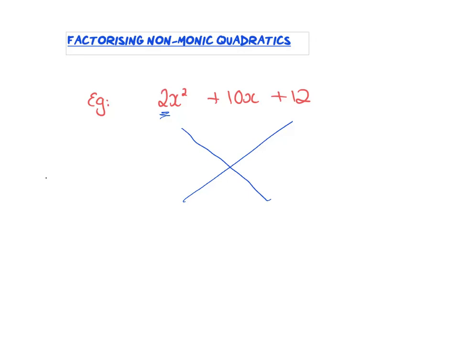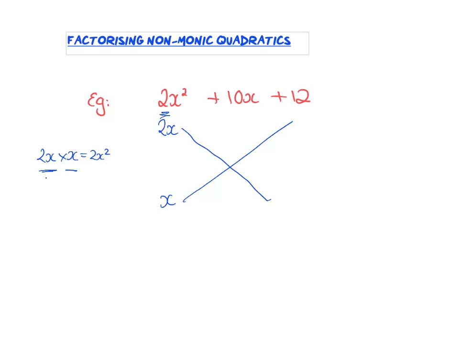So what am I going to have to do, Luke? Yep, so we're going to try 2x and x, because we know that 2x times x would give 2x squared. So that makes 2x and x factors of 2x squared. Now we need factors of 12. Someone give me any example, it doesn't matter.